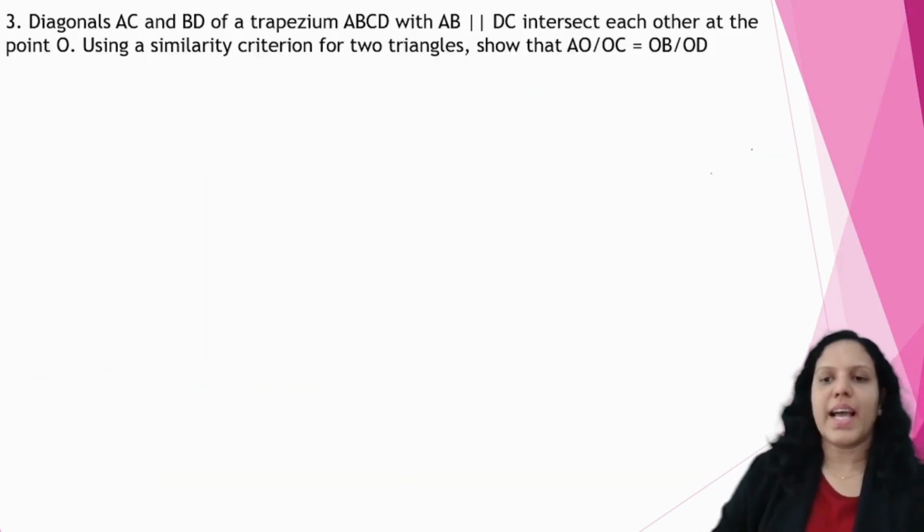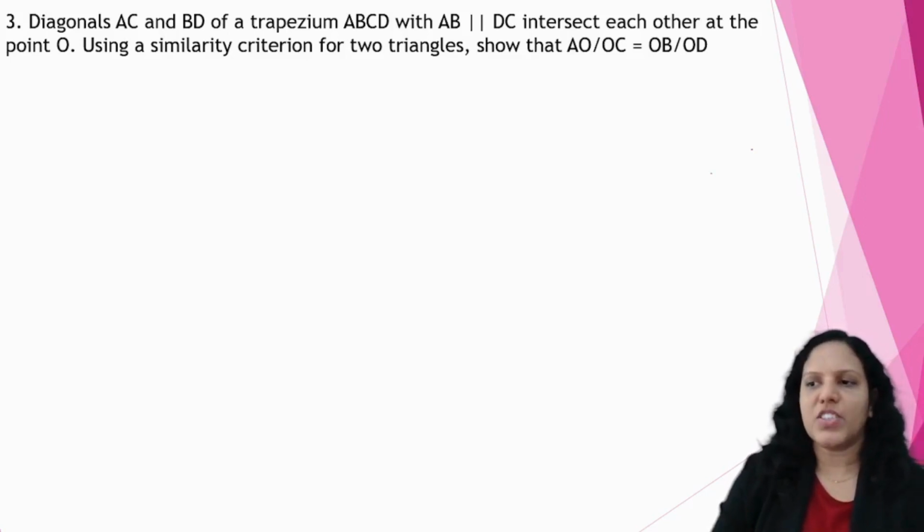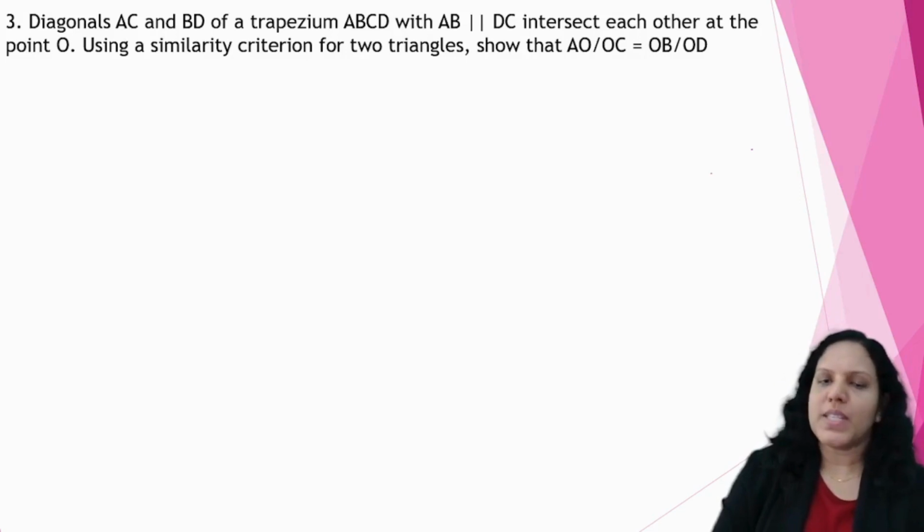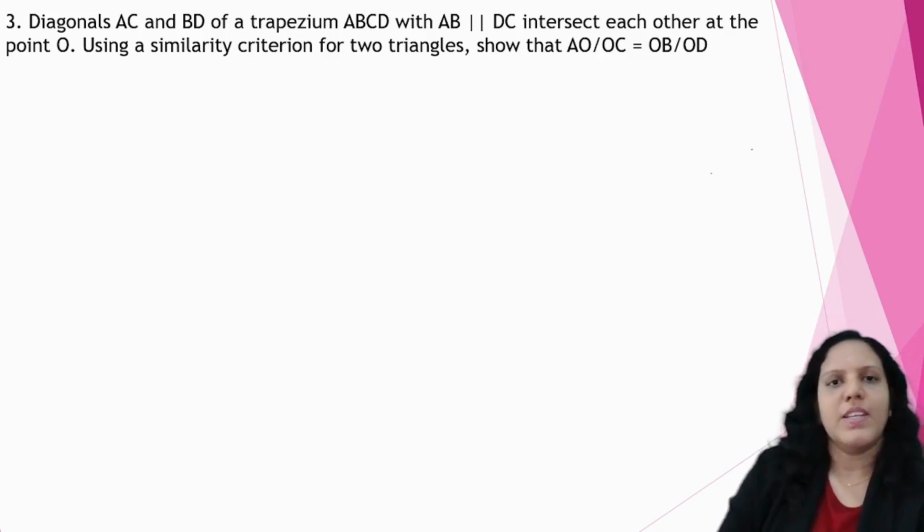Question number 3. Diagonals AC and BD of a trapezium ABCD with AB parallel to DC intersect each other at the point O. Using a similarity criterion for two triangles, show that AO by OC is equal to OB by OD. So first let's construct the figure.